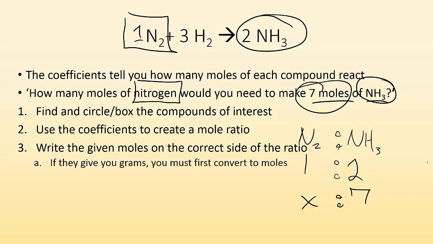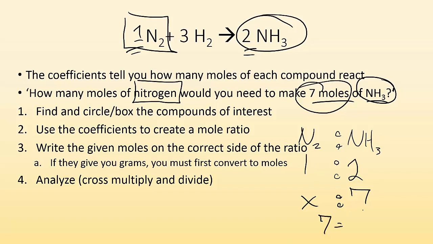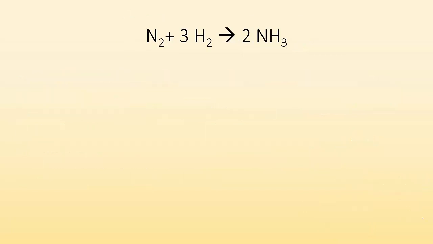So if they give it to you in grams, then you've got to first convert it to moles, because this 1 to 2 ratio from the coefficients is a mole ratio, not a gram ratio. So if they give you grams, you've got to convert it to moles. And then analyze, so you can cross multiply and divide. So how much does X have to be? Well, I can cross multiply, so I get 1 times 7. So 7 has to equal 2 times X. X equals 3.5, right? So X equals 3.5. So I need 3.5 moles of N2 to react to make 7 moles of NH3.